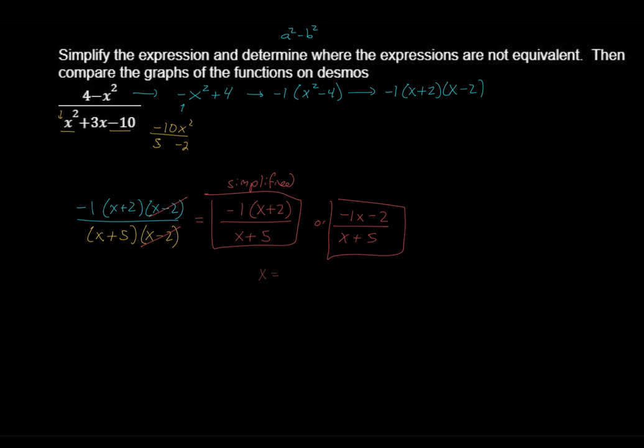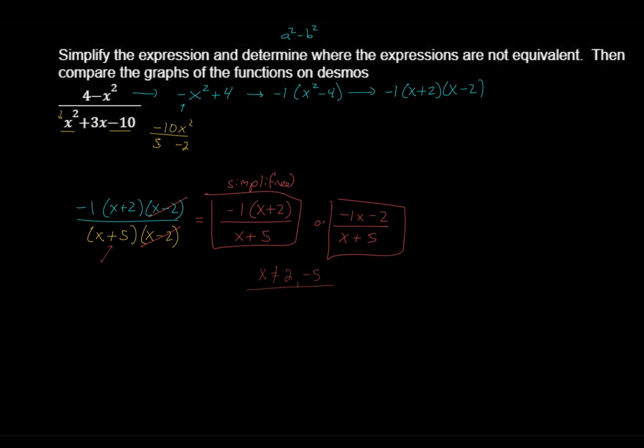equals positive 2. So they're equivalent except when x is positive 2, but also wherever the other factor, the x plus 5, equals 0 as well. So at negative 5, it's not equivalent as well. Since at negative 5 there was the vertical asymptote, which they can't be equivalent if they don't actually exist in that spot. So everywhere but 2 and negative 5 is where these two expressions are equivalent.